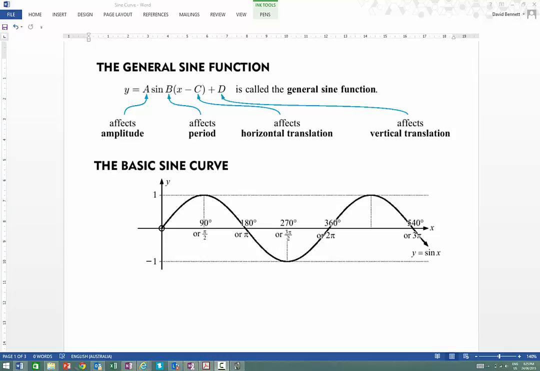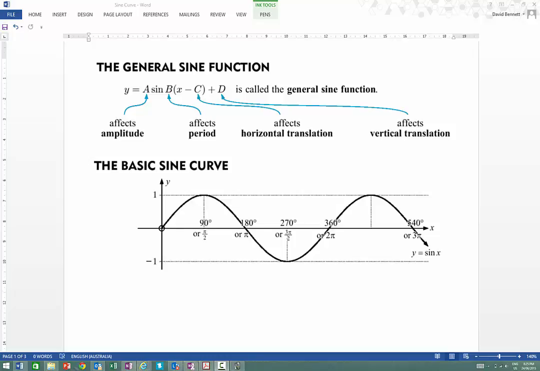G'day, Mr. Bennett here. Today we're just going to be looking at the sine function, and this is a really important part of the course, to actually understand this curve. Now, it's almost the same, obviously, with the cosine rule as well. But anyway, let's just have a look at this.